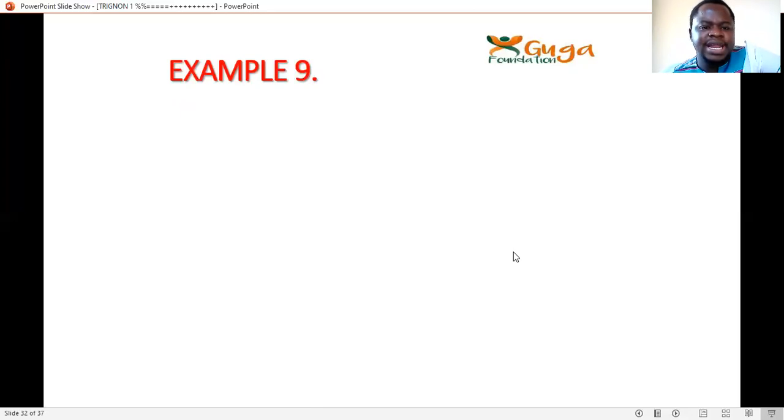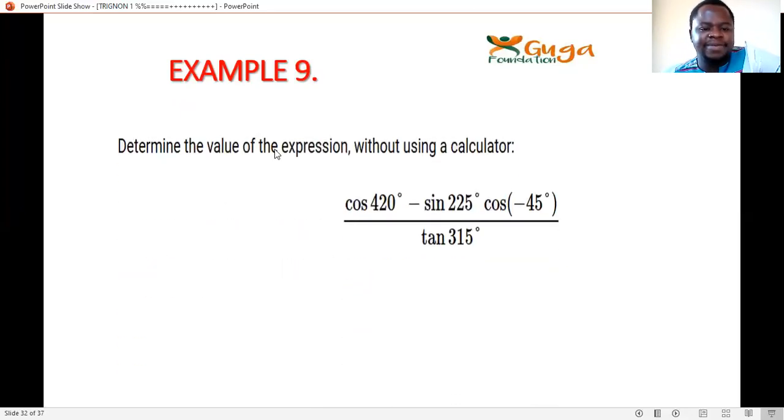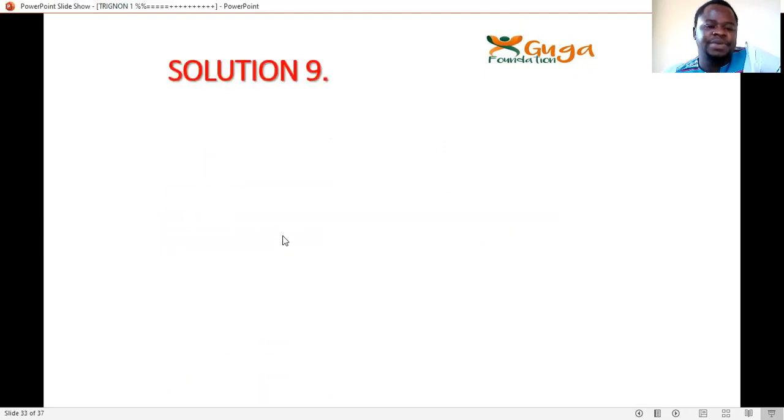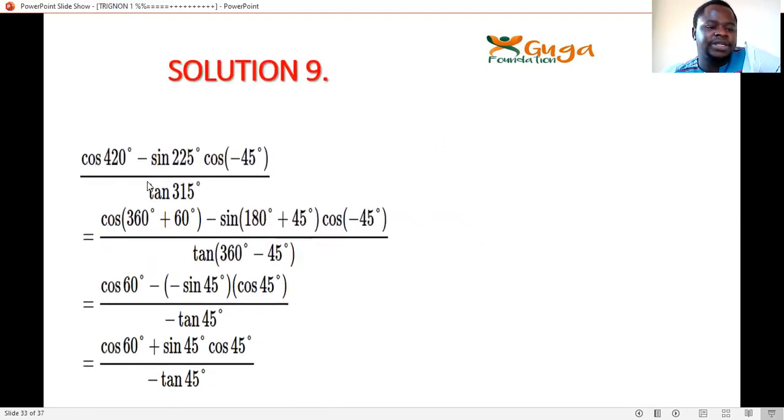Now, let's look at example number 9. Determine the value of the expression without using a calculator. So now, cos of 420, you can manipulate this. Sine of 225, you can manipulate this. This is a special angle and negative angle. Tan of 315, you can manipulate this using a special angle, obviously. So cos of 420 will be 360 plus 60, and sine of 225 will be 180 plus 45. And then tan 315 will be 360 minus 45.